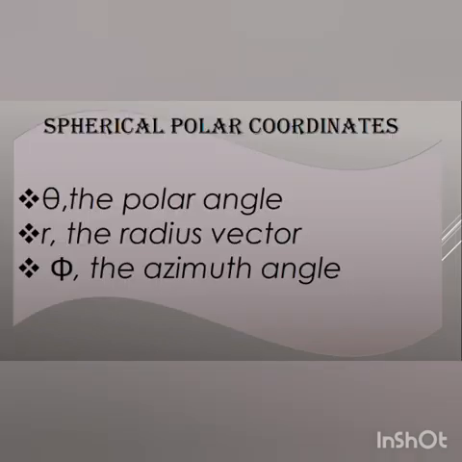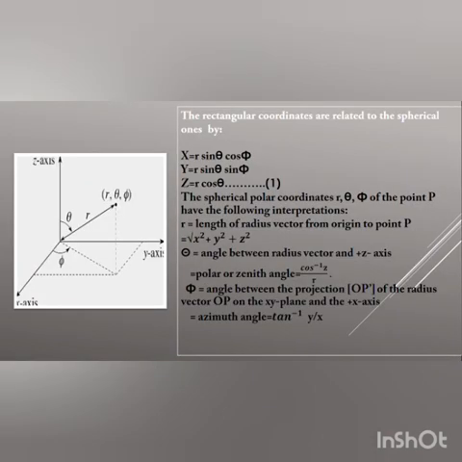So what are spherical polar coordinates? They are r, theta and phi, where theta is the polar angle, r the radius vector and phi the azimuth angle. Before that, let us see how the rectangular coordinates are related to the spherical ones. x equals r sine theta cos phi, y equals r sine theta sine phi, z equals r cos theta. This you can write from the symmetry given in the diagram.